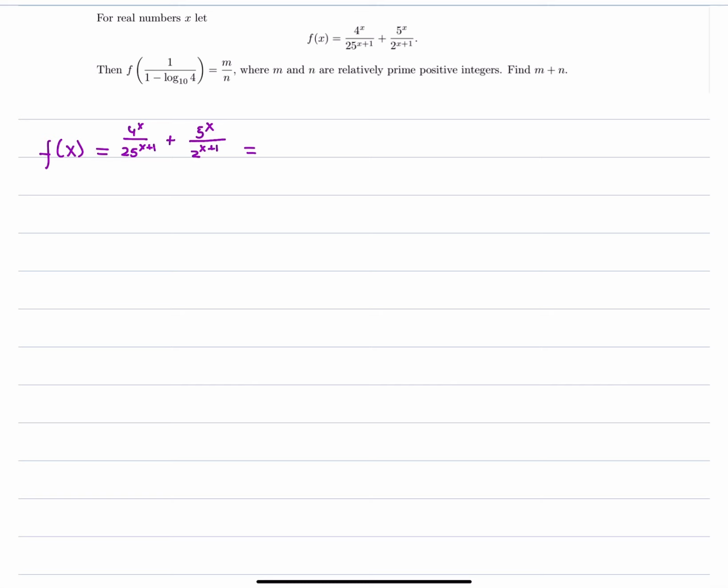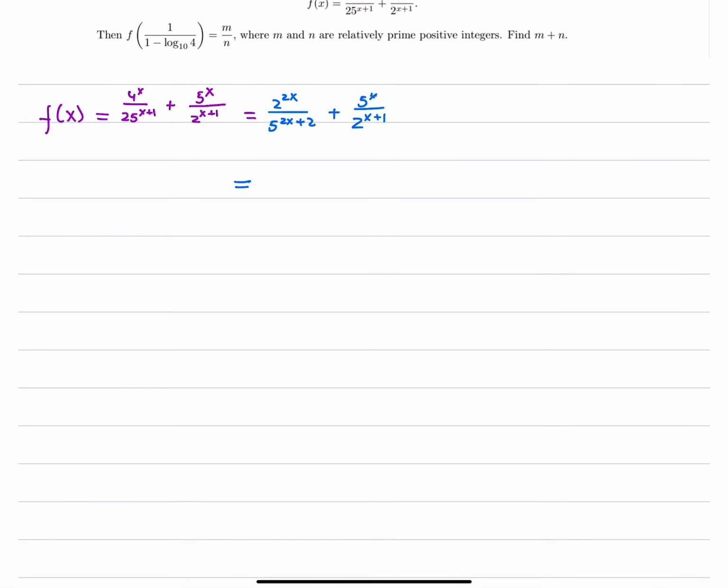So instead of 4 to the power of x, I'll write 2 to the power of 2x. We already know this is the same as 4 to the power of x. Instead of 25, I'll write 5 to the power of 2x plus 2. I'm very sorry for that. Plus 5 to the power of x divided by 2 to the power of x plus 1.